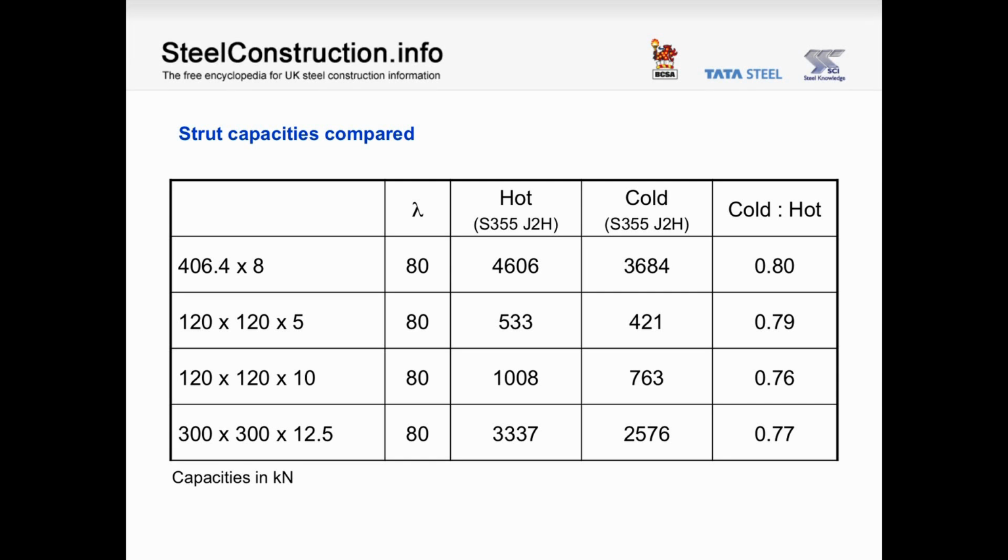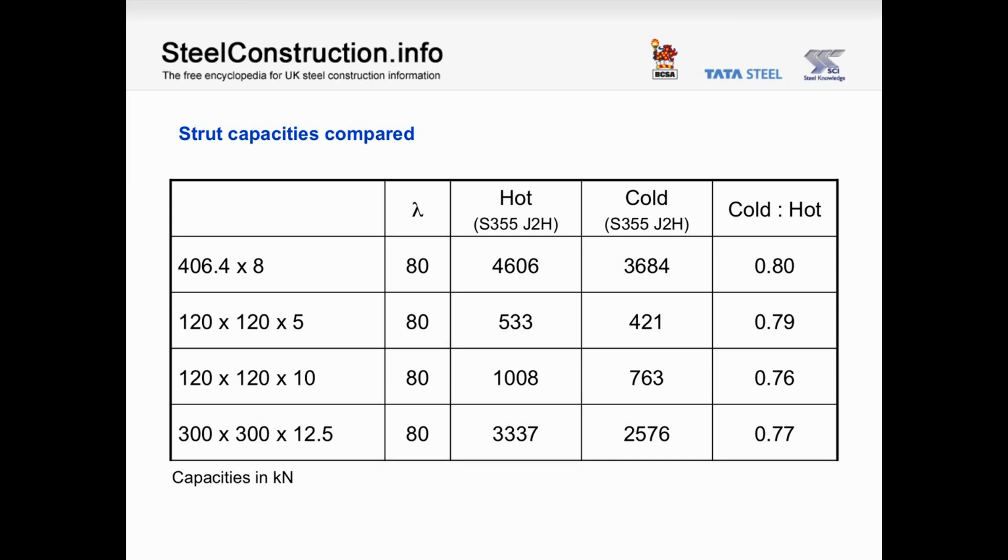Delving a little deeper, this slide shows some capacities for different sections. At the top of the table is a 406.4 by 8 CHS with a capacity of 4,606 kilonewtons for the hot finished product and 3,684 kilonewtons for the cold form product, a 20% reduction. Geometrically, circular hollow sections are exactly the same, so this difference is purely down to the different strut curves used in design. Taking a look now at the 120 by 120 by 5, we see a 21% reduction in capacity.